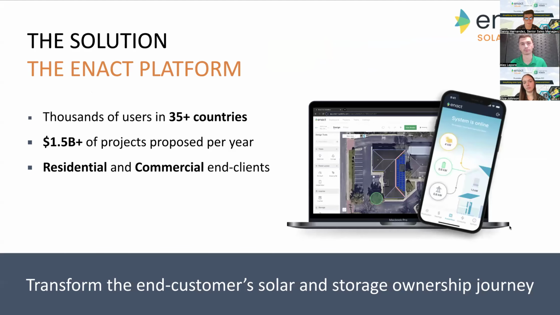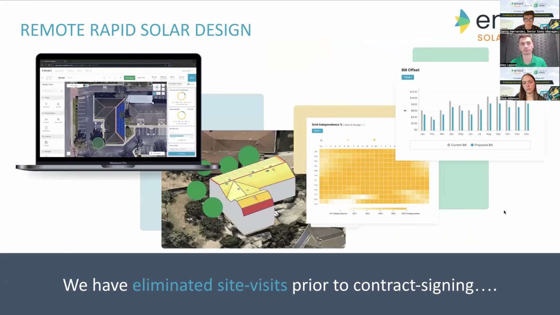Well, thanks, Eliza. So we're currently in over 35 countries with our design software, and Enact does over 1.5 billion projects in proposals per year. And the tool is for both residential and commercial clients. So installers would use our rapid solar design tool to help eliminate site visits, to help accuracy prior to contract signing, and also to get the best accurate proposal and design for that customer's unique case.